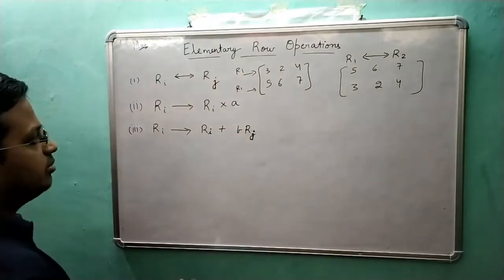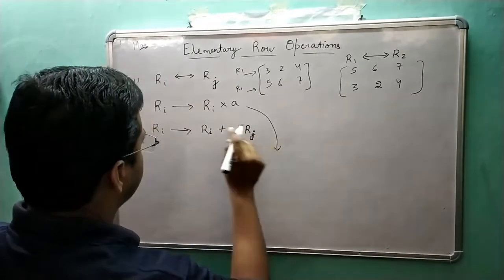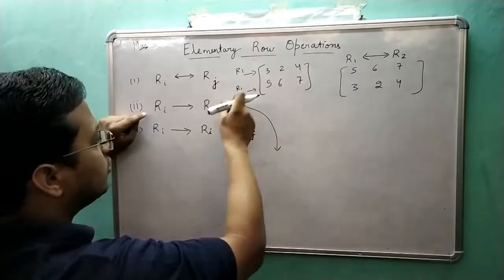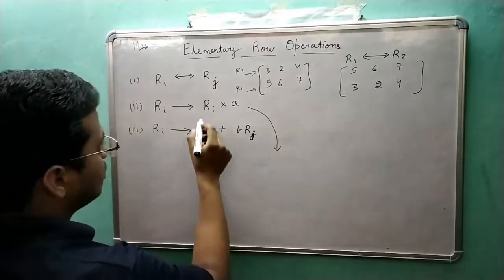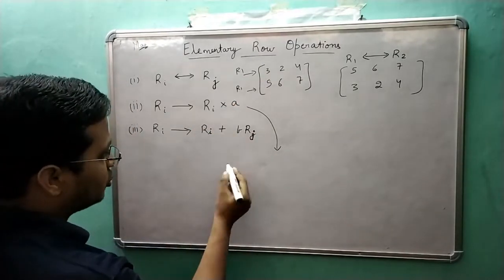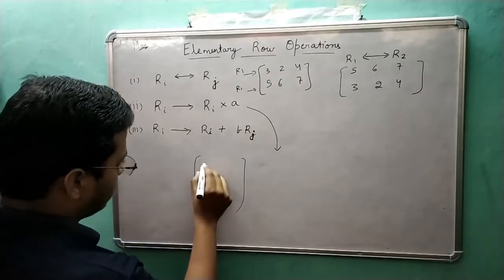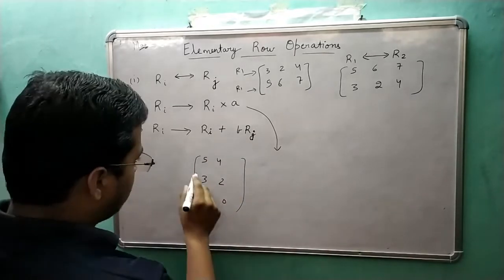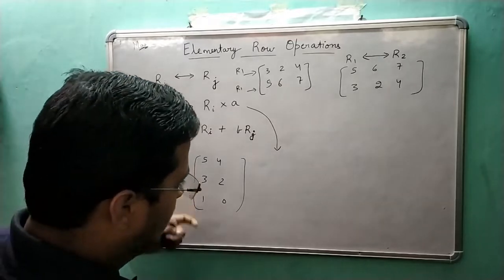Now in the second type, what happens? We can multiply any single row with a given constant. So let that constant be A. Suppose we have a matrix 5, 4, 3, 2, 1, 0. We have three rows R1, R2, R3.